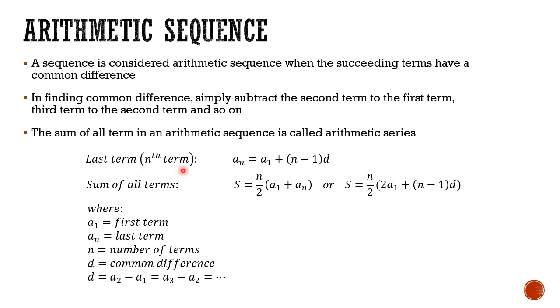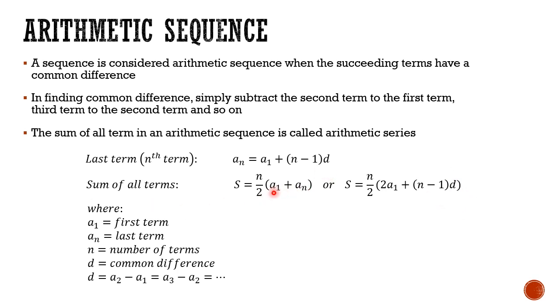Para makuha natin yung nth term ng isang arithmetic series, ay ganito yung formula niya. a sub n is equal to a sub 1 plus parenthesis n minus 1 parenthesis multiplied by d, which is yung common difference natin. Well, yung sum of all terms naman, kukunin natin yung pinagsama-samang terms. So, ang formula niya, S is equal to n divided by 2 multiplied by a sub 1 plus a sub n, or S is equal to n all over 2 multiplied by 2 a sub 1 plus parenthesis n minus 1 multiplied by d close parenthesis.